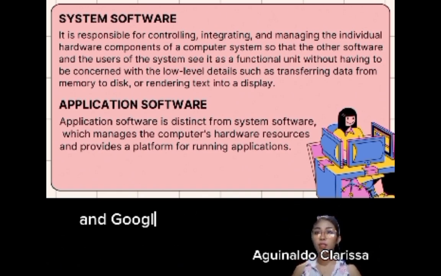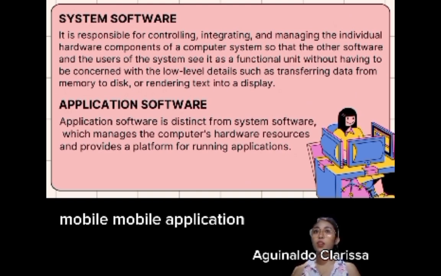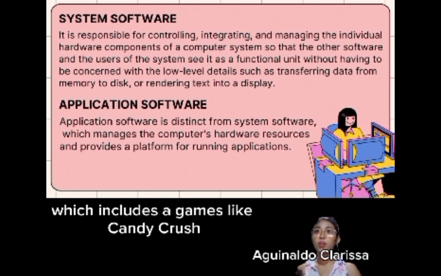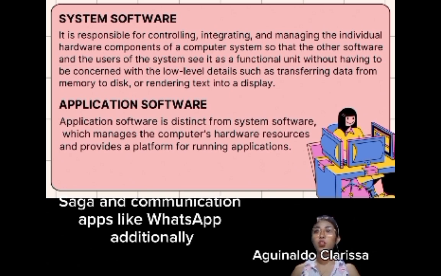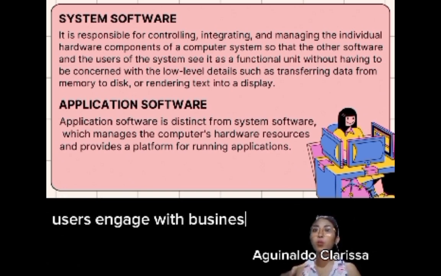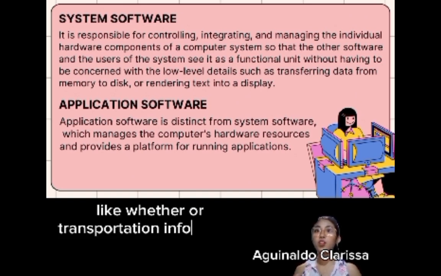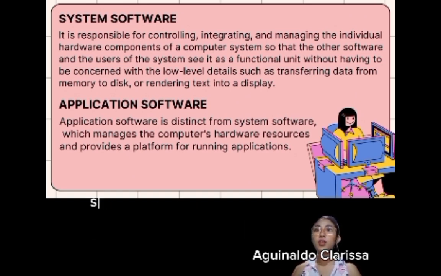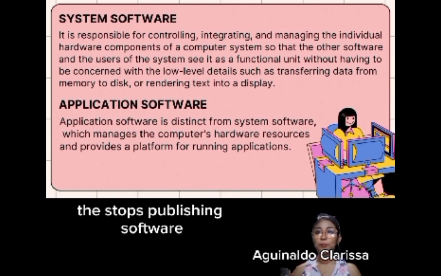It also includes the category of mobile applications, which includes games like Candy Crush Saga, and communication apps like WhatsApp. Additionally, there are applications that let users engage with business and versions of well-known services like weather or transportation information, such as graphics, multimedia, presentation software, desktop publishing software, and the global positioning system.